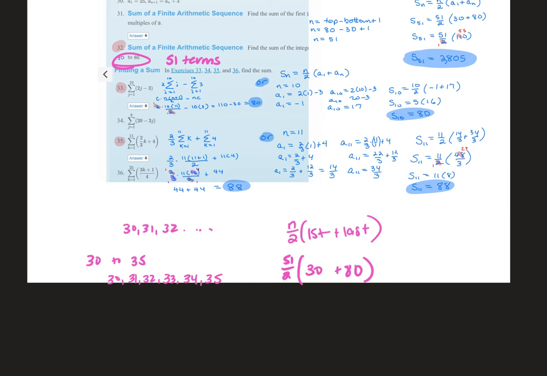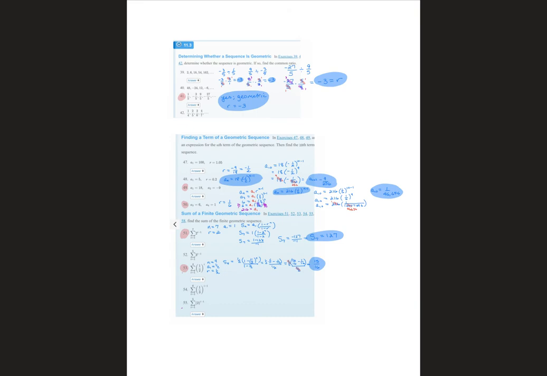Both 33 and 35 were arithmetic, so you could use that formula. I obviously wouldn't want you to have to plug in 10 terms and add them together. That takes too long. It would still work. You're just eating up time that you don't have. All right, 11.3 was your geometric.